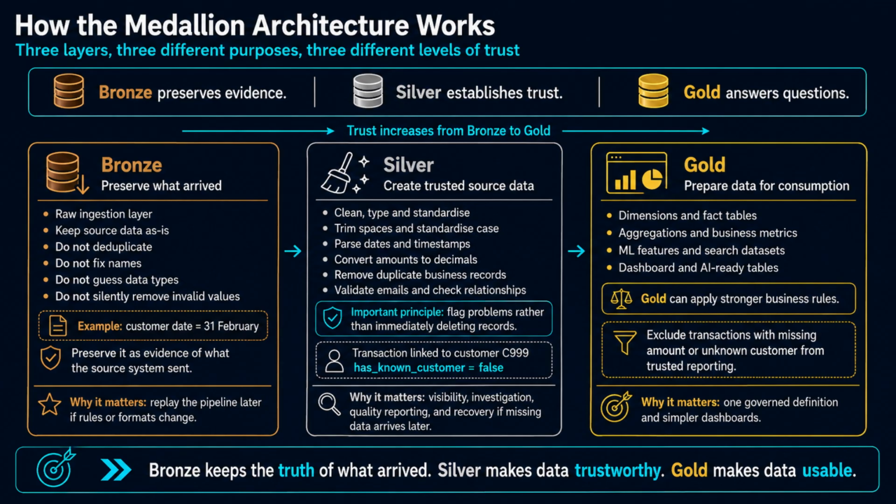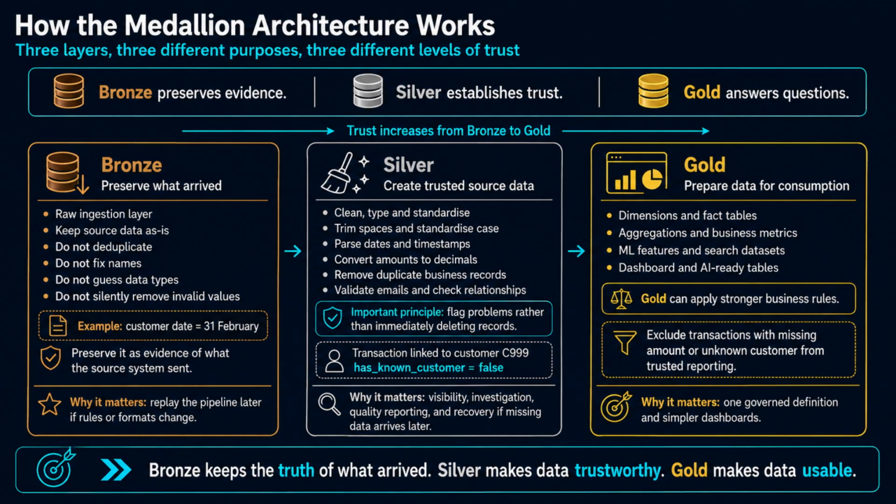Bronze, preserve what arrived. Bronze is the raw ingestion layer. Its job is to preserve what the source system provided. It should not try to be clever. It should not remove duplicates. It should not fix names. It should not guess data types. And it should not silently remove invalid values. For example, one of our customer records contains an impossible date, the 31st of February.